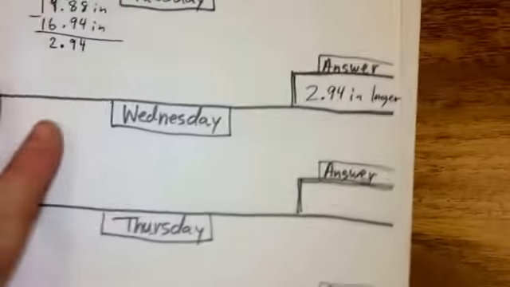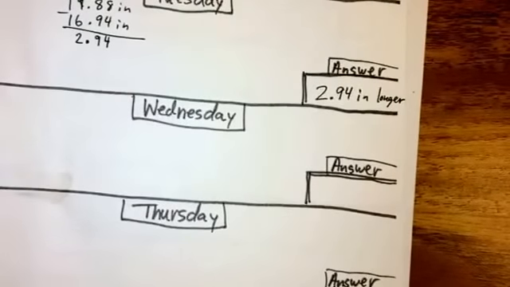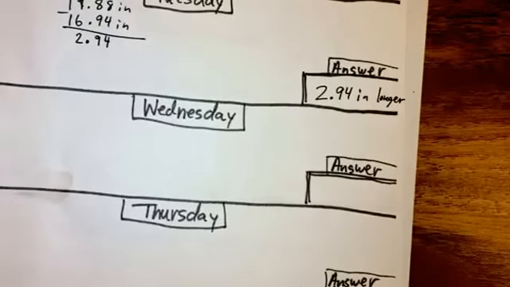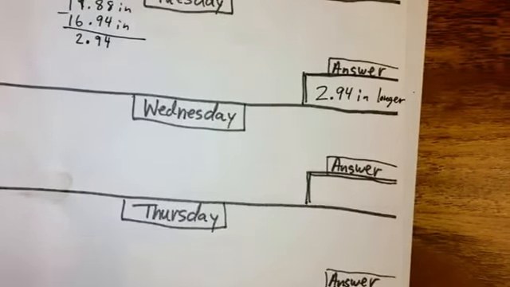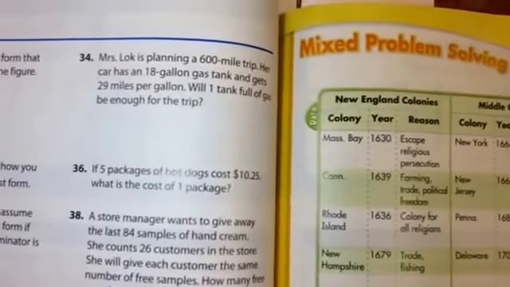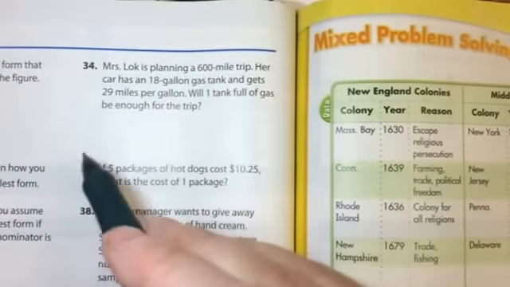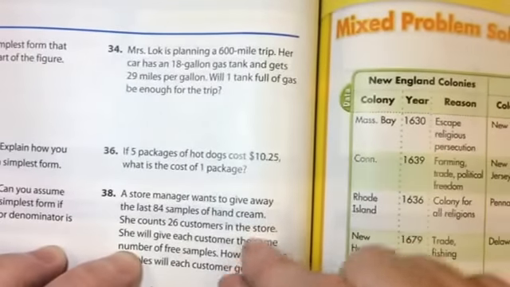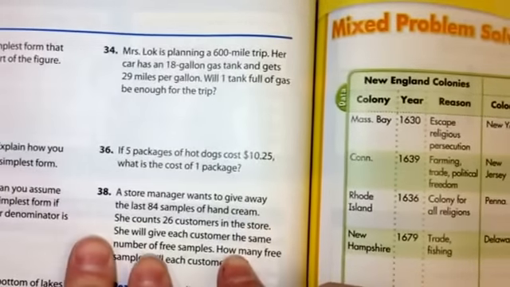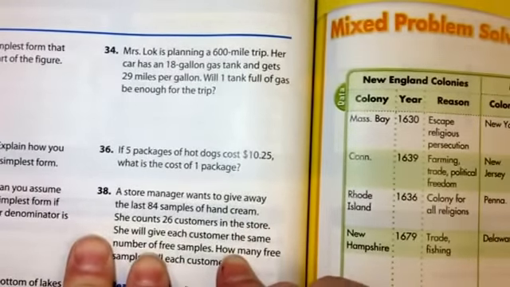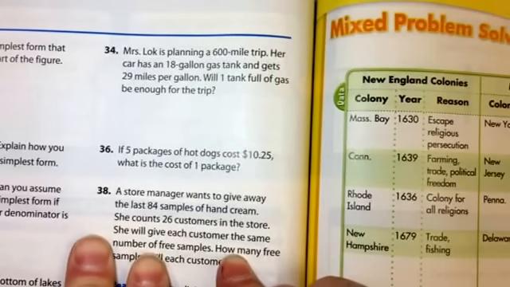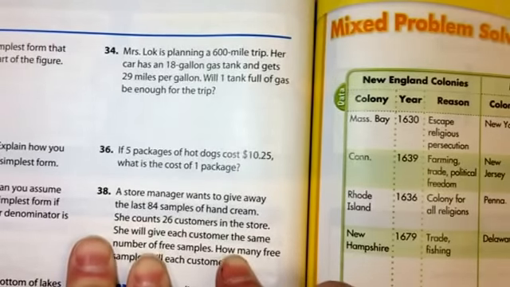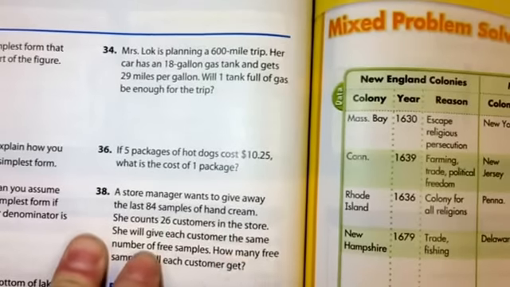Now for our word problem. For our word problem today, we are looking at Mrs. Locke. Mrs. Locke is planning a 600-mile trip. Her car has an 18-gallon gas tank and gets 29 miles per gallon. Will 1 tank of gas be enough for the trip?